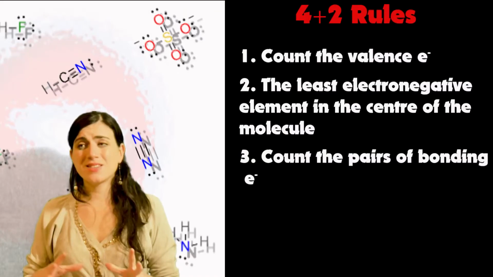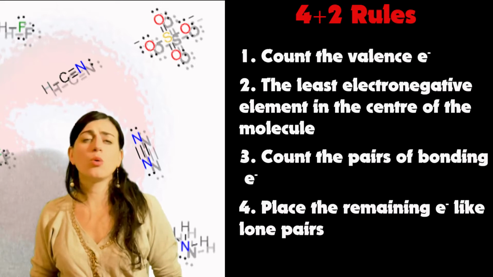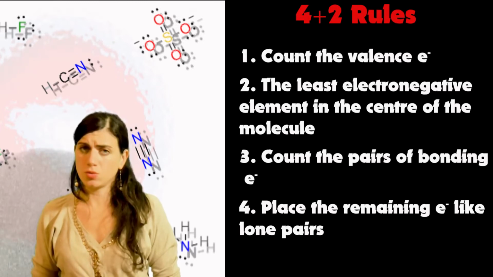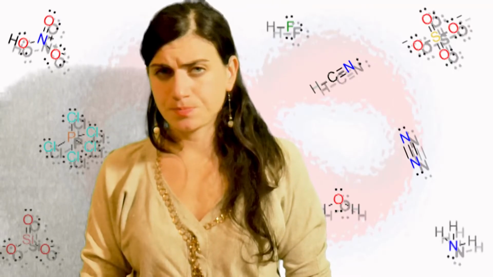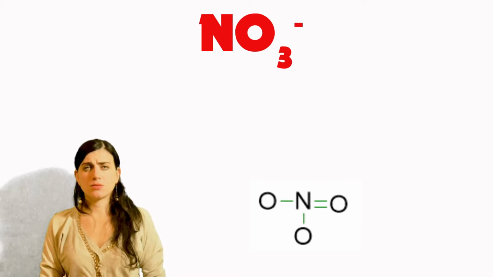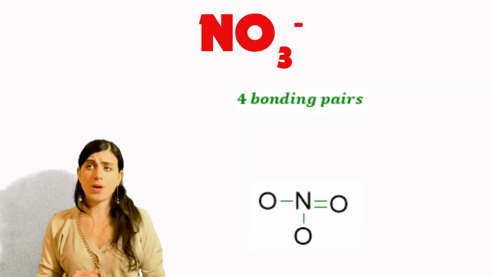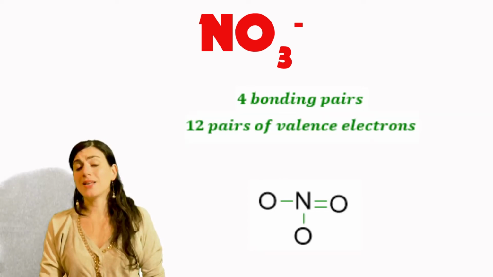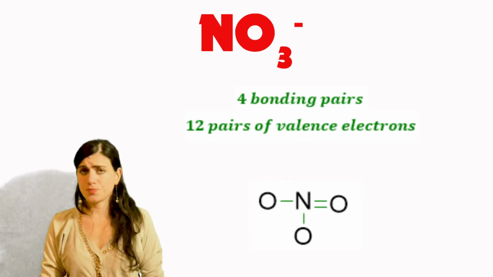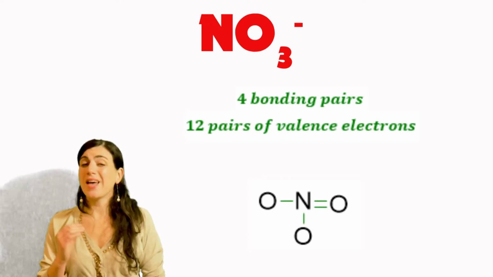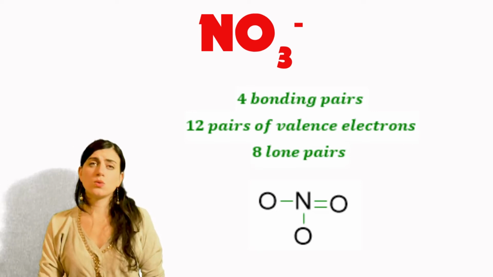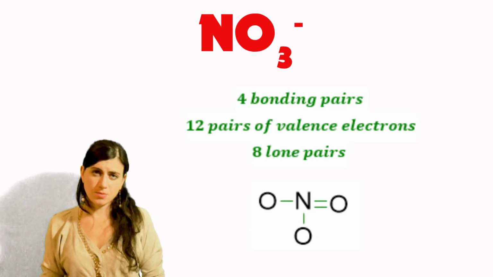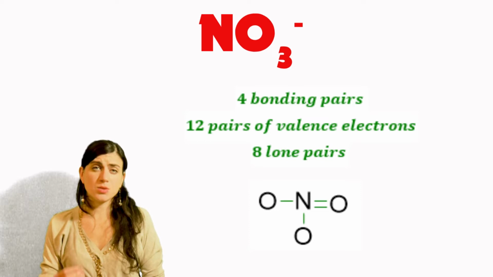Fourth rule: place the remaining electrons as lone pairs, in order that each atom will follow the octet rule. If we go back to our example, we have already settled 4 bonds, so 4 pairs of electrons. But we had calculated before 12 pairs of valence electrons to be used. So this means that we still have 8 pairs of electrons to place in our structure. These 8 pairs of electrons will be placed in a way that each element will reach the octet.